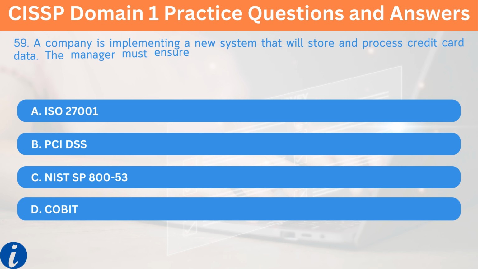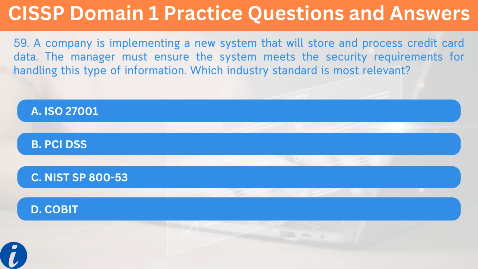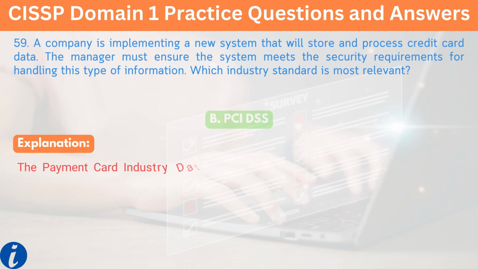59. A company is implementing a new system that will store and process credit card data. The manager must ensure the system meets the security requirements for handling this type of information. Which industry standard is most relevant? A. ISO 27001. B. PCI DSS. C. NIST SP 800-53. D. COBIT. The correct answer is B.